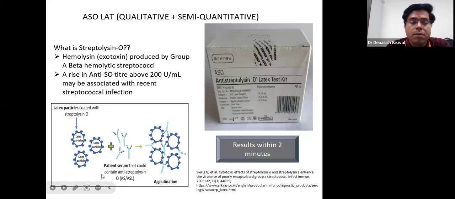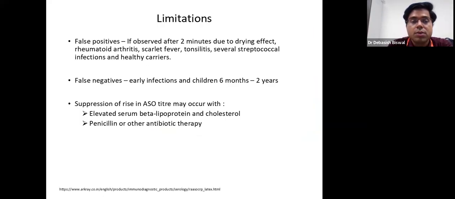How does the kit work? What is the principle of this test? We use latex particles coated with the streptolysin O antigen. Then we mix the patient serum, and if it contains antibodies, the antigen and antibody will bind and cause agglutination. The result is delivered within 2 minutes.